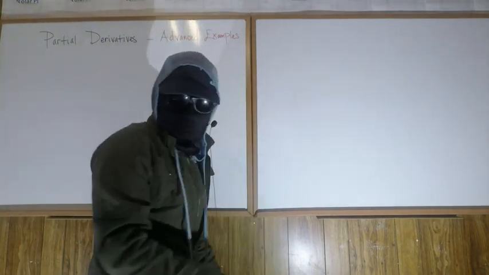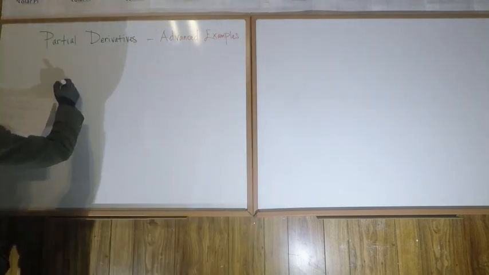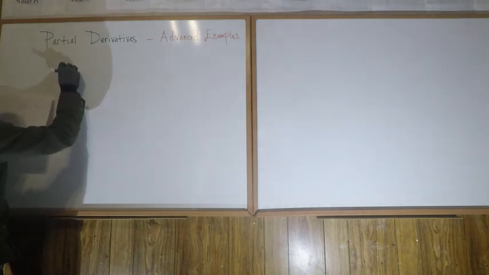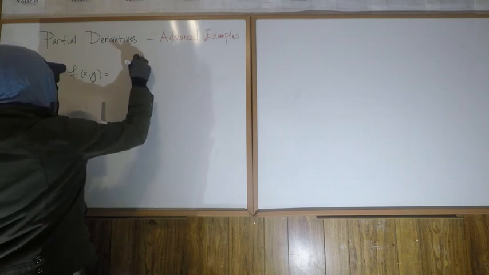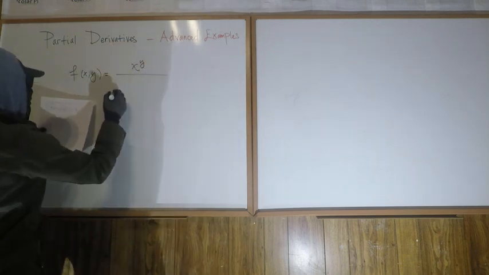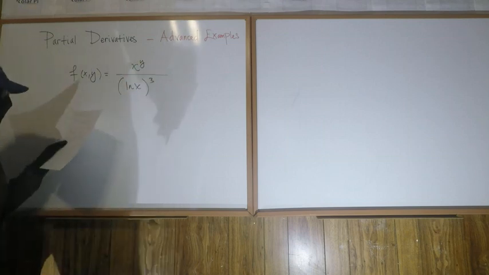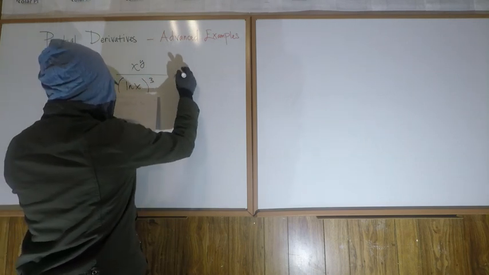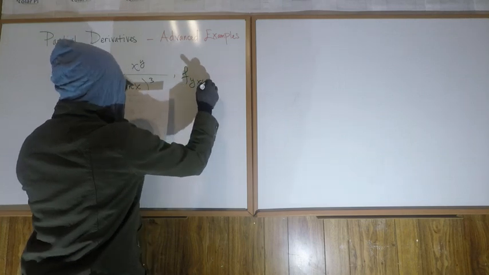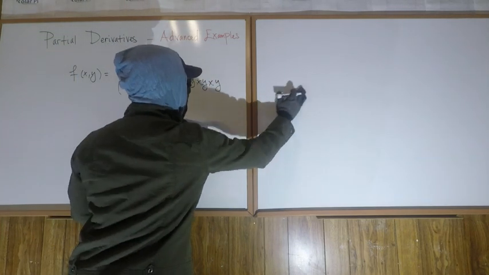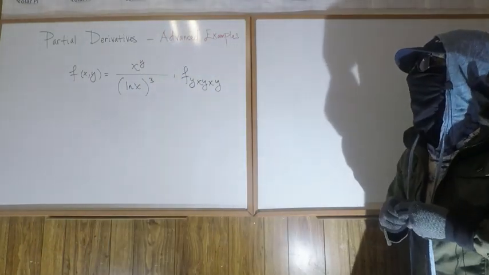All right, on to the next one. And what's the next one? This is cool, so you'll appreciate this. You have f of x comma y equal to x to the power y divided by the natural log of x cubed, right? And what we need to do is a lot. We need to do fyxyxy. Okay, whoa, madness. All right, it's okay. First things first.